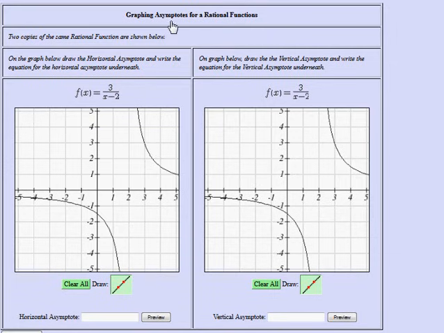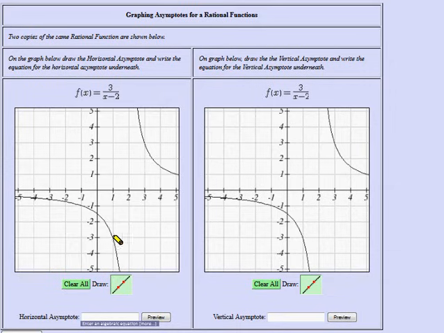In this problem, we're graphing asymptotes of rational functions. In the first of the two questions, we are to graph the horizontal asymptote, and down below in this field, write its equation. Before I actually show you the shortcut rules for finding horizontal asymptotes, just look at the graph and let me explain that the horizontal asymptote here turns out to be y equals 0, which is the x-axis.